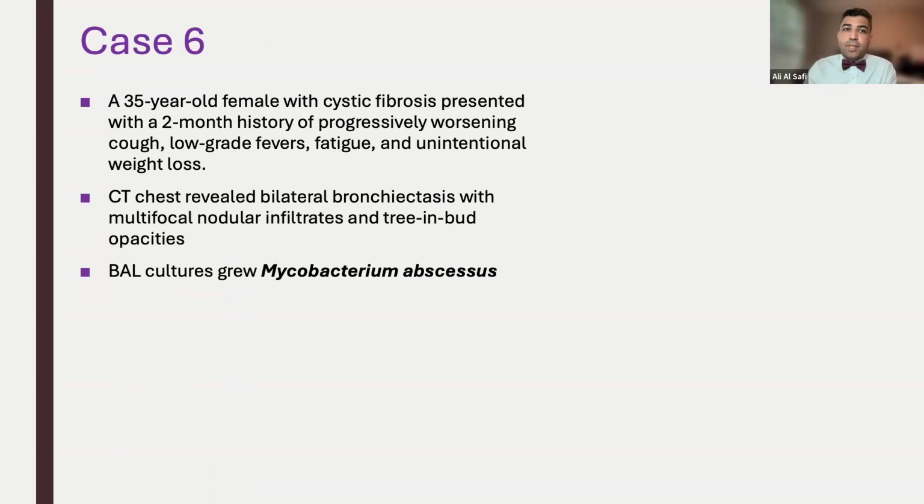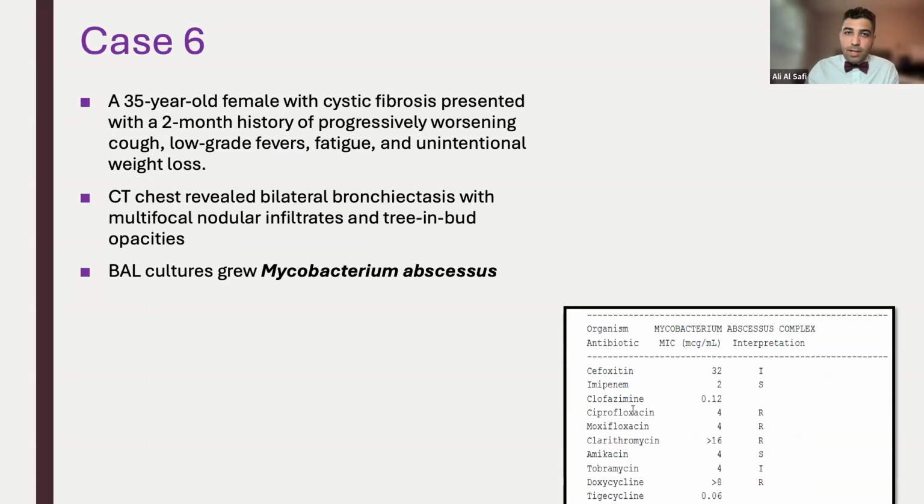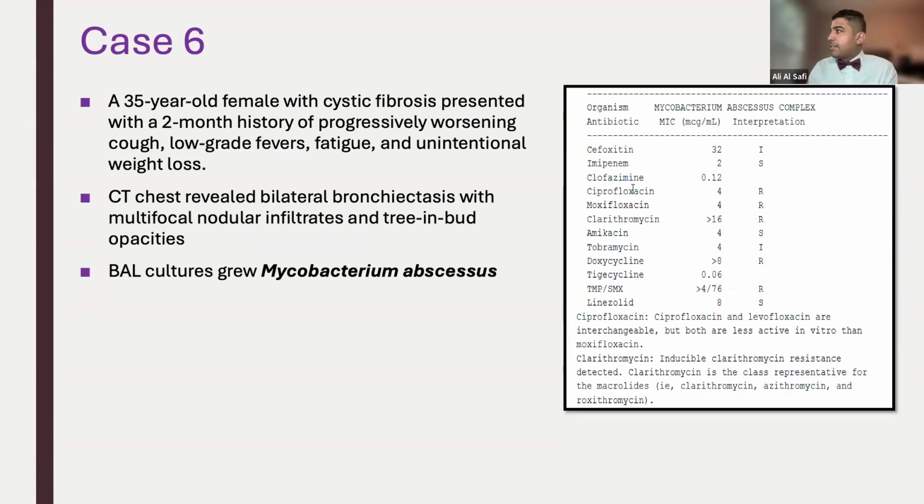Case 6, this is a 35-year-old male with cystic fibrosis, who had a 2-month history of progressively worsening cough, low-grade fevers, fatigue, and unintentional weight loss. The CT chest showed bilateral bronchiectasis with multifocal nodular infiltrates and something that we call tree-in-bud opacities, which is very particular to mycobacterial infection. So he underwent a bronchoscopy with cultures, and the bronchoscopy showed Mycobacterium abscessus. The susceptibility is here, as you can see.